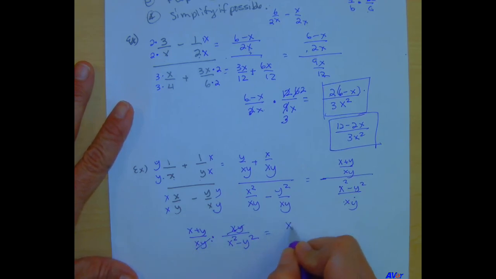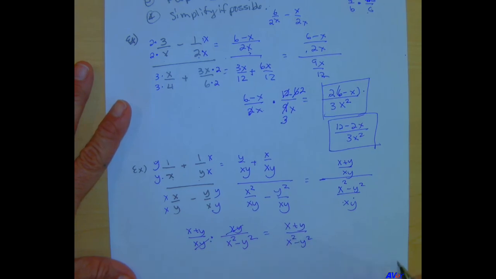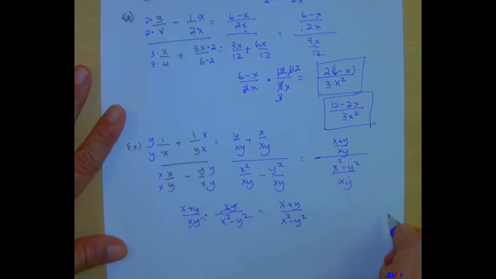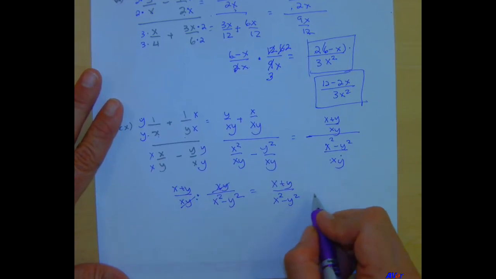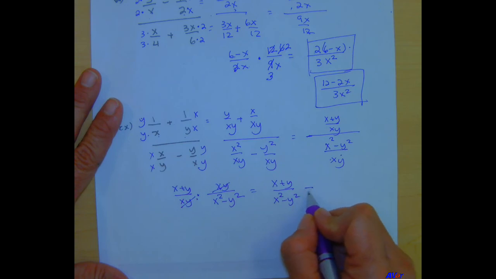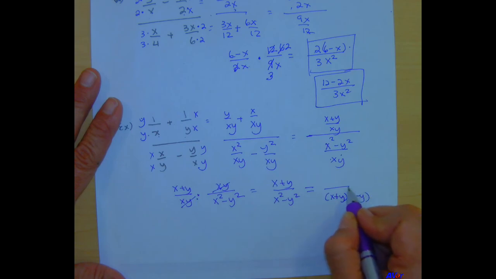And it gets us to here. I'm going to take an extra step. X plus y over x squared minus y squared. This is a good answer. To get to the great answer, what we need to do, because we've done our factoring section, is factor that denominator. So it's x squared minus y squared, so difference of squares.